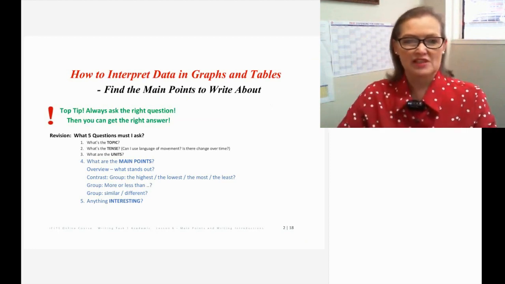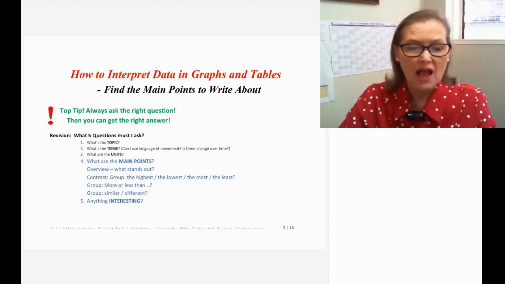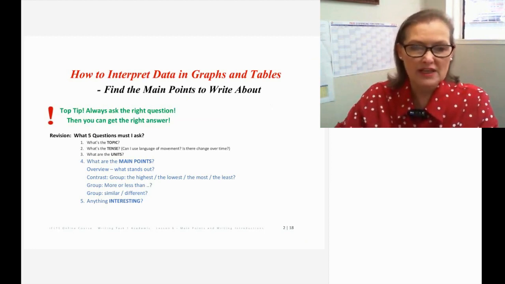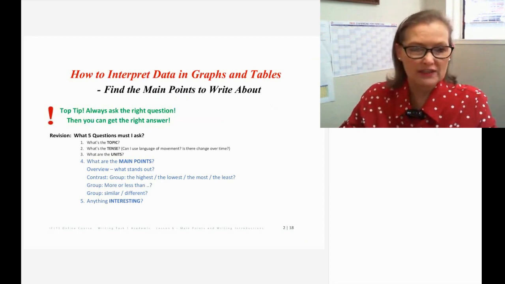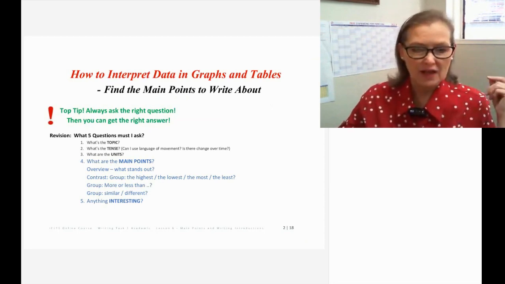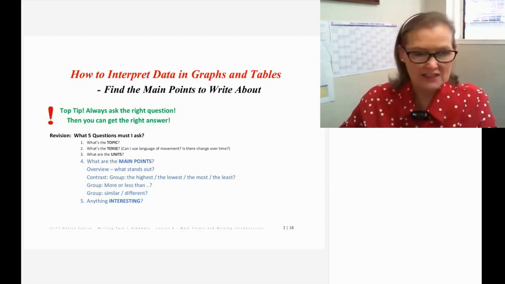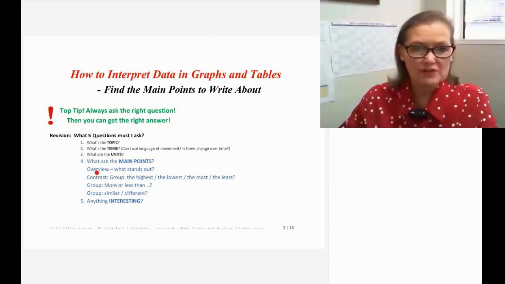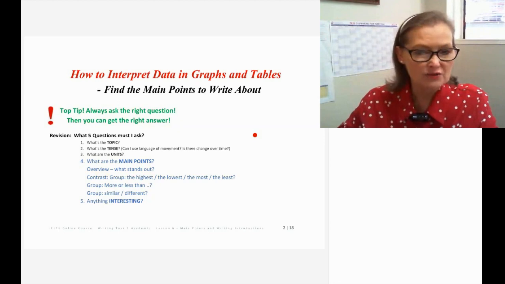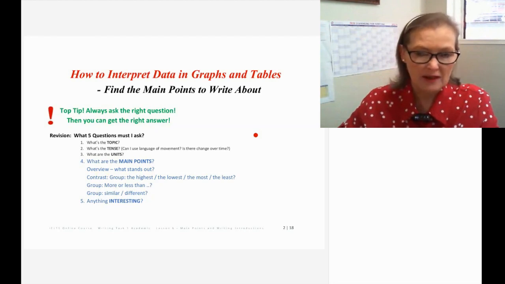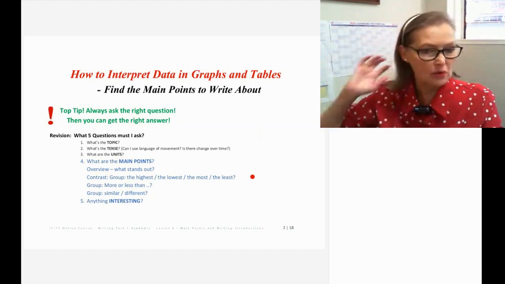So first of all, let's just do a little revision. We're going to look for the main points in our graph because we're given a lot of data. And what we first want to do is remind ourselves to ask the right question. So ask the right question, and that helps you to get the right answers. So this is once again revision, those 5 questions.